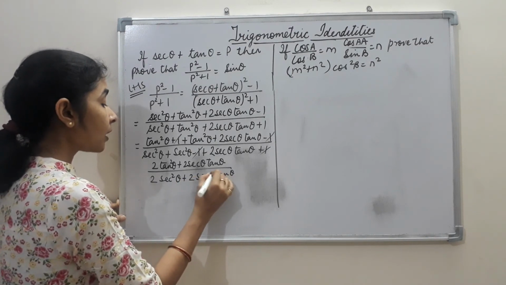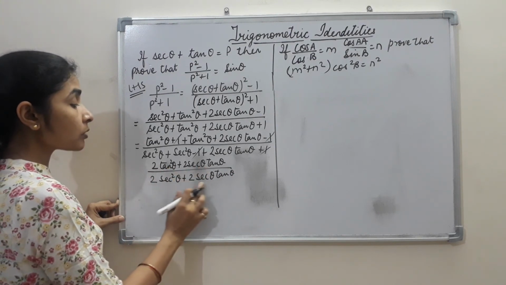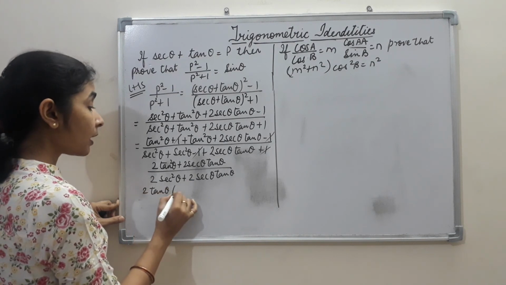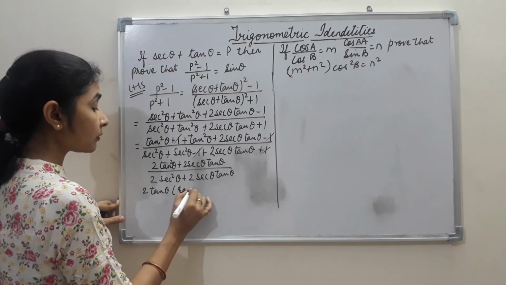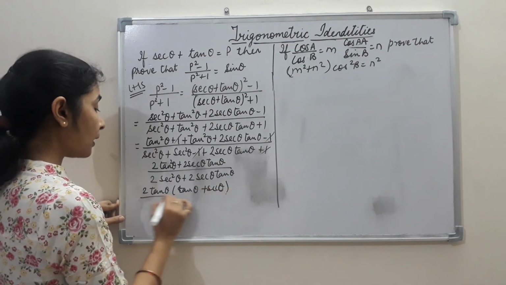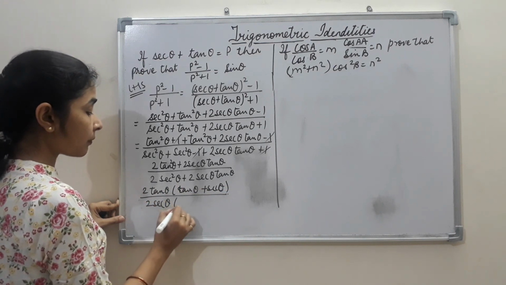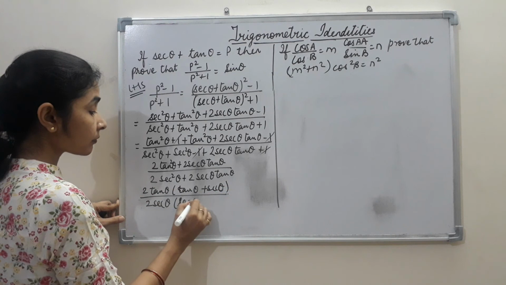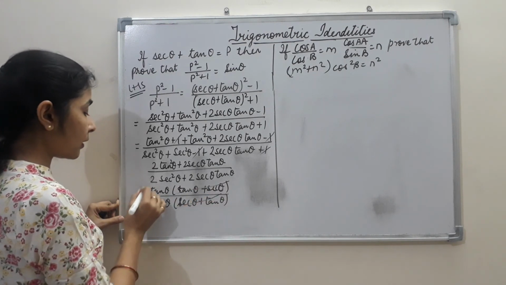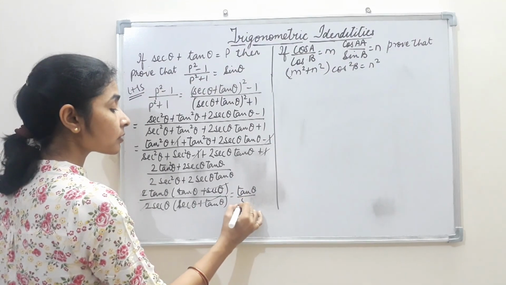theta. Now here 2 tan theta is common, and here 2 sec theta is common. Taking it common, 2 tan theta, and in the bracket we get tan theta plus sec theta. In the denominator also, 2 sec theta is common, so 2 sec theta bracket sec theta plus tan theta. Now both these expressions are the same, so they cancel, and 2 and 2 also cancel. Now we are left with tan theta upon sec theta.